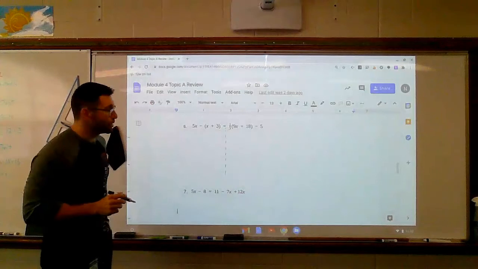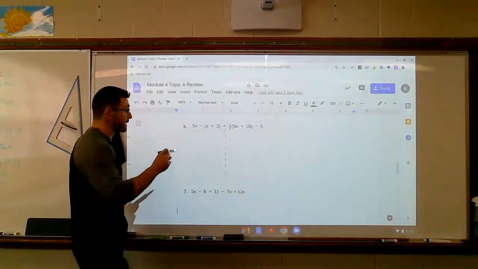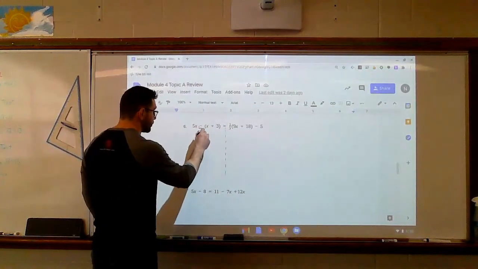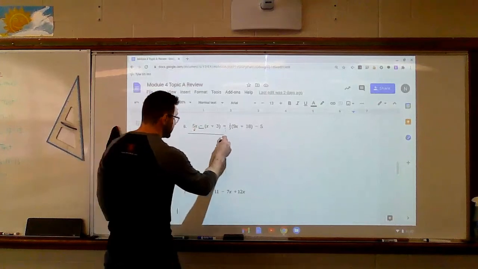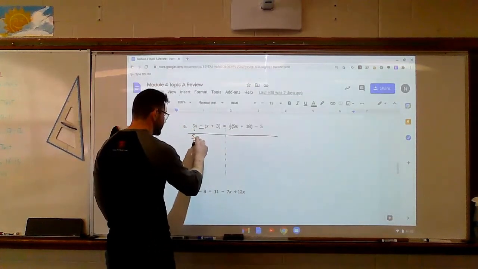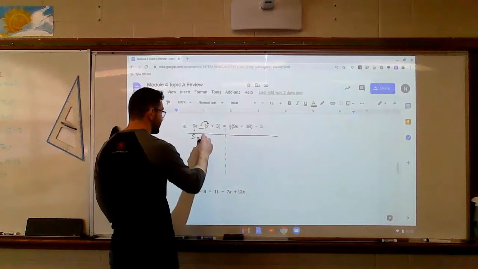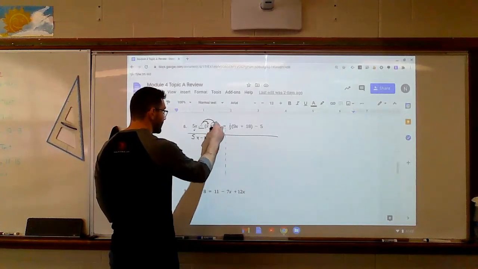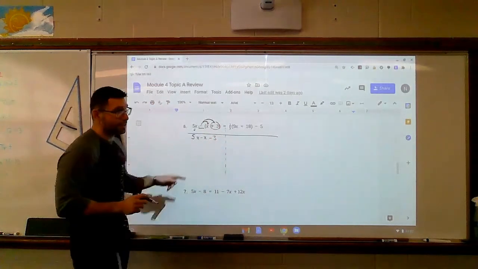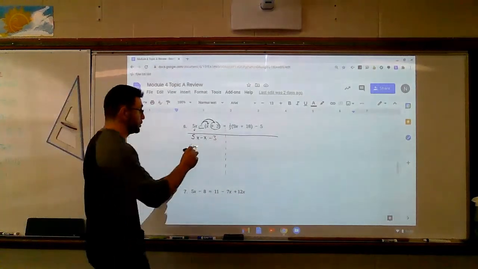Step 2, distribute if needed. What we do on both sides. This negative is what we're distributing. So 5x didn't get touched. 5x comes down. Negative times an x is negative x. Negative times a positive 3 is negative 3. If you need to think of this as a negative 1, do so.